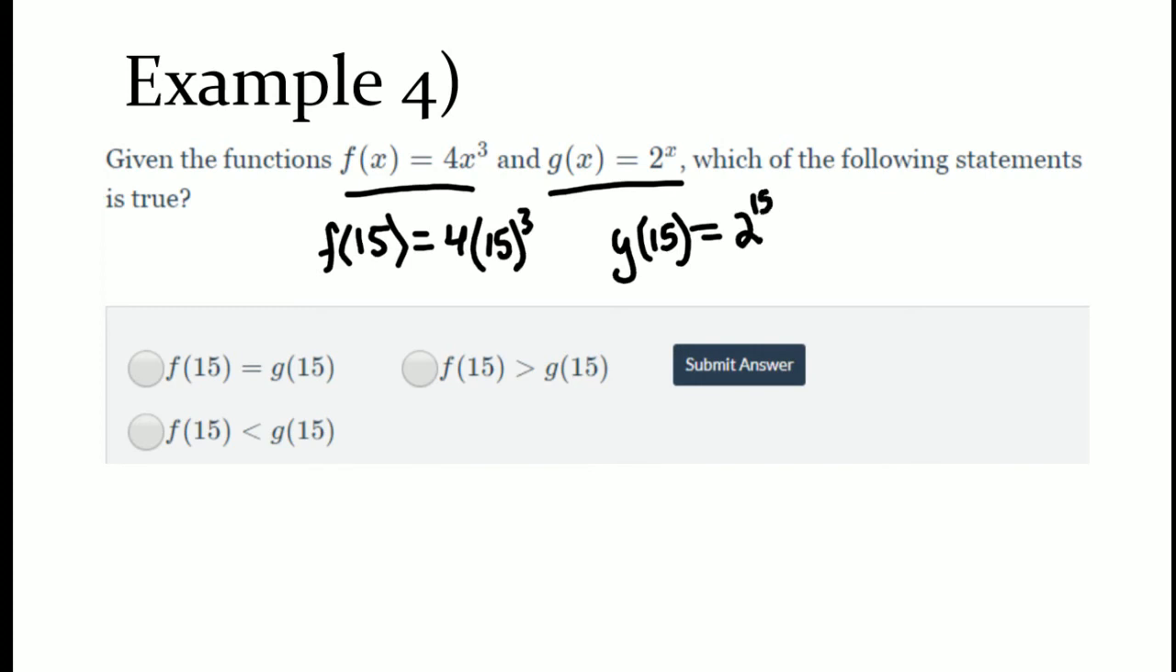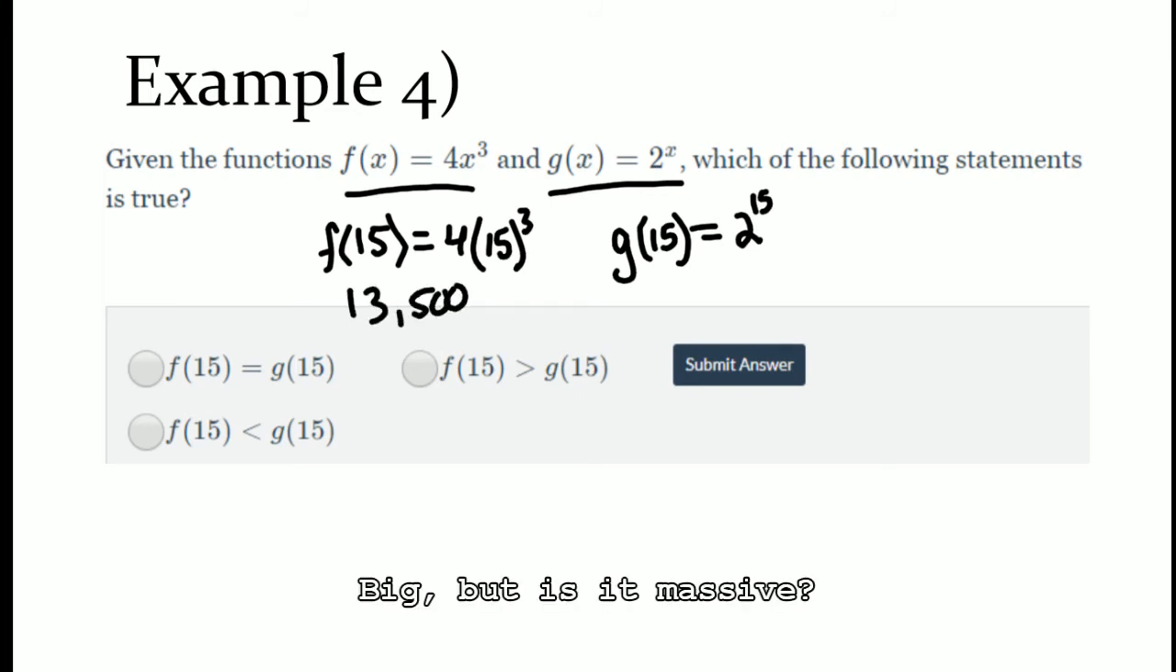Now, you can use your calculator for this, or you can reason about the types of functions these are. 2 to the 15th power is going to give you a massive number. 15 cubed is also going to be a pretty big number. Let's pull up the calculator. 15 cubed is 3,375, times 4 is going to be 13,500. Okay, big number. But the more practice you have with exponential functions, the more you can start to see how big these numbers get.